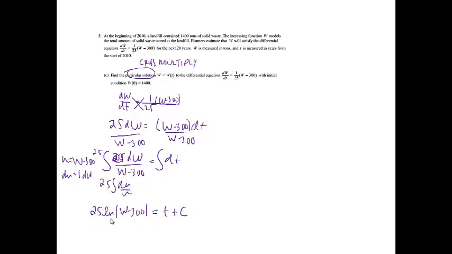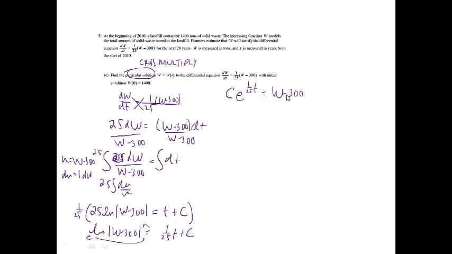All right, from here, if I would like to solve this for W, I know I need to get rid of the ln, but I can't do that if the 25 is in my way, so I'm going to multiply everything by 1/25, so I'm going to get ln of W minus 300 equals 1/25 t plus C, and now from here I get to do the logarithm loop. So I'm going to get C e to the 1/25 t will equal W minus 300, and then solving for W, I'll just add 300 to both sides. So I'm going to get W equals C e to the 1/25 t plus 300.